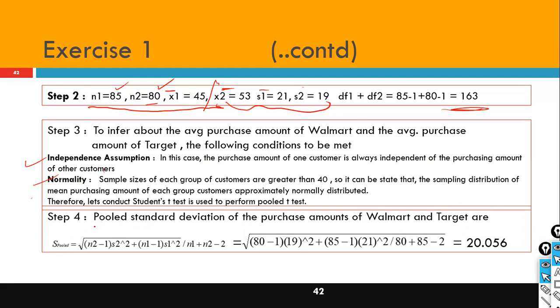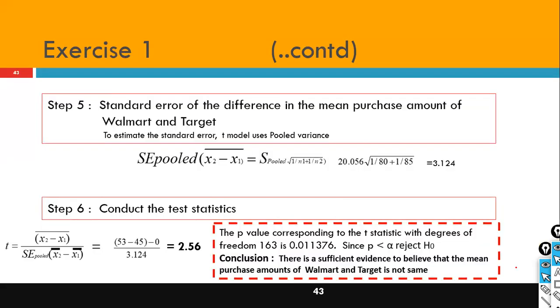Here, the step is different. Pooled standard deviation of purchase in Walmart and Target. Here, yes, pooled. You need to use this one. It's literally a formula here. Substitute the values, and you will get the s pooled value as 20.056. And the next step is the standard error of the difference of the mean purchase at Walmart and Target. So you have s pooled and standard error pooled. For this formula, you need to use it. And after plugging in the values, you get the standard error pooled value.